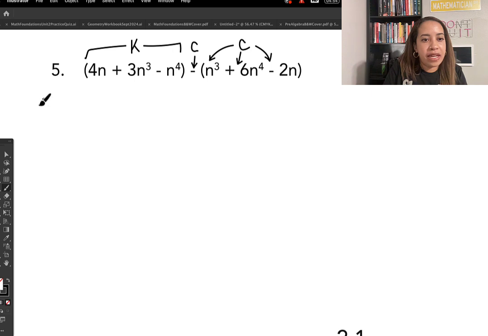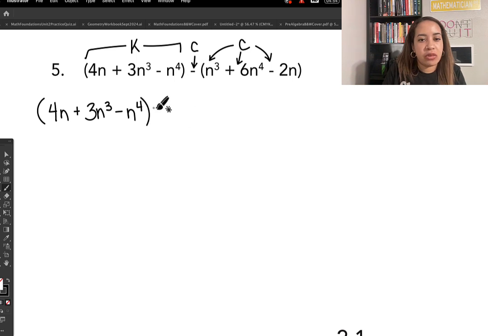So I am keeping my 4n plus 3n cubed minus n to the 4th power. We change from subtraction to addition, and then we change all of the signs here. Instead of a positive n to the 3rd power, it will be a negative n to the 3rd power. Instead of a positive 6n to the 4th power, it will be a negative 6n to the 4th power. And instead of a negative 2n, it will be a positive 2n.